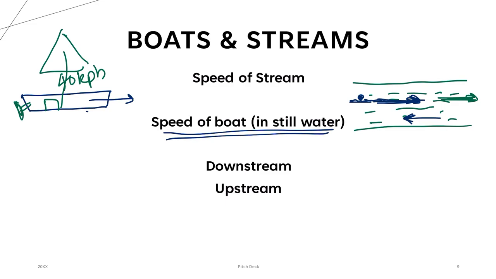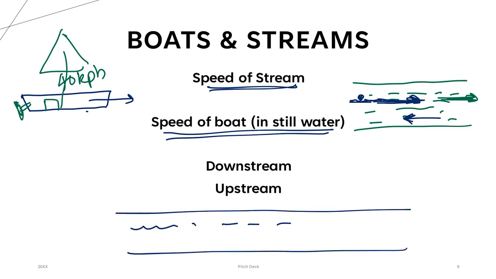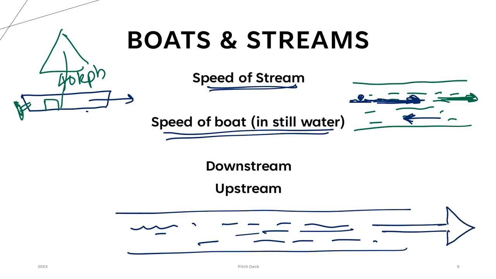Means this is the speed which the boat can attain in normal water. There is a stream. Stream means river. So if downstream means this is the river going in this direction, right? Now there's a boat here. There's a boat here with the speed of 40 kilometers per hour.